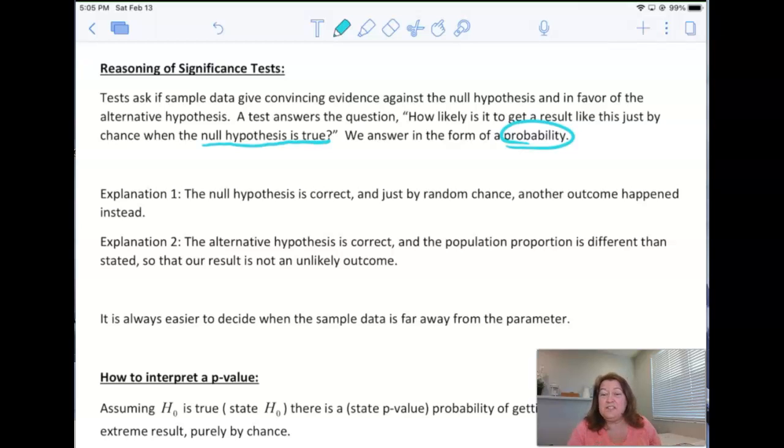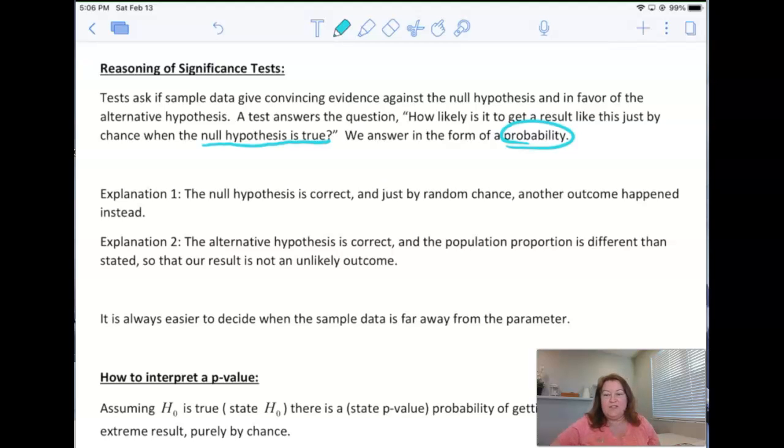All right, it's always easier to decide when the sample data is far away from the parameter. So if you say it's 112 and I get 110, how weird is that? How rare is that? Probably we're pretty close in the grand scheme of things to the same value. But if the null hypothesis is 112 and I get 256, we're like, wow, that's a humongously different thing. Something bigger is happening here, right? More than likely, you're wrong and I'm probably right.